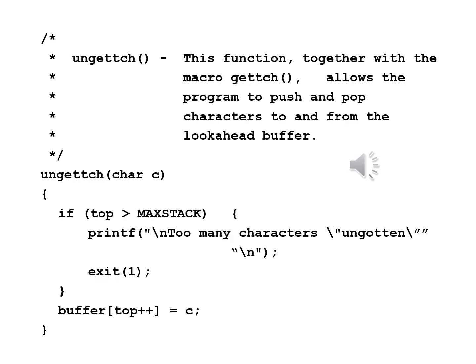The function ungetCh, together with the macro getCh, allows the program to push and pop characters to and from the look-ahead buffer. If the top exceeds the maximum number on the stack, we will print the error message "too many characters ungotten" and exit. Otherwise, we push this character on the buffer.